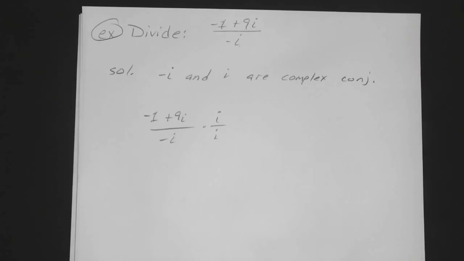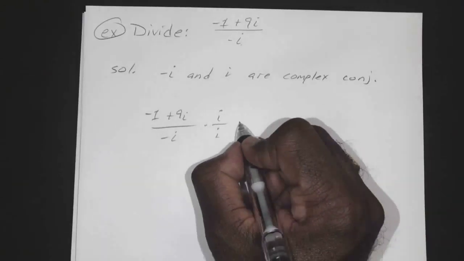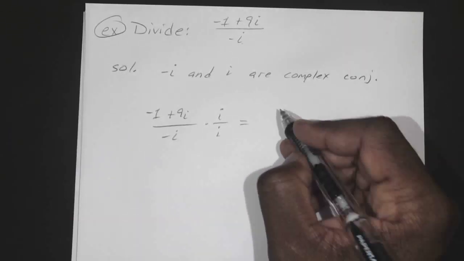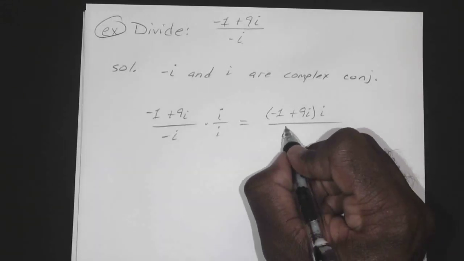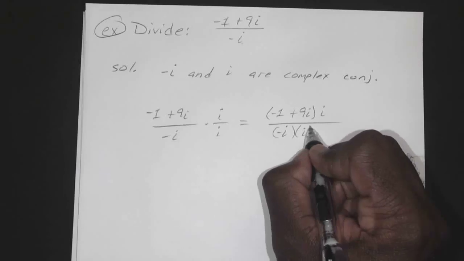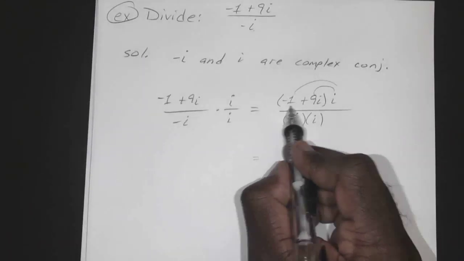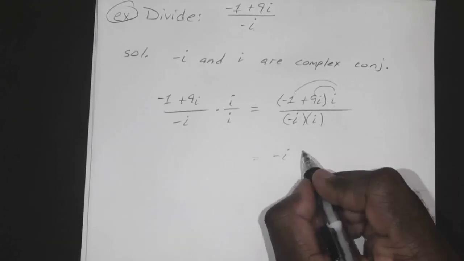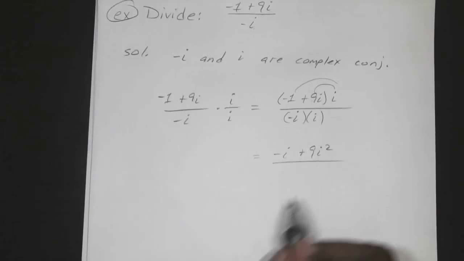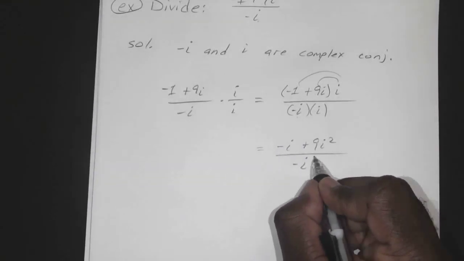You could have done the same thing on the previous one, because this is just like saying negative 1 times i. If you multiply it just by i over i, you could have done the same thing with 2 times i and it would have still worked out. So just to put it all together, times i over negative i times i. We go ahead and distribute. That's negative 1 times i, so you have negative i. You have 9i times i, that's plus 9i squared, over negative 1 times i, which is negative i squared.